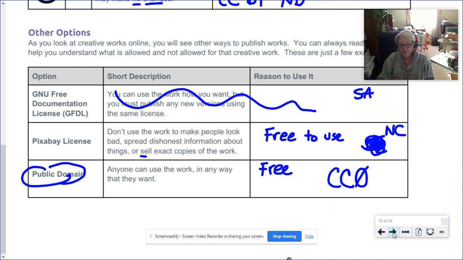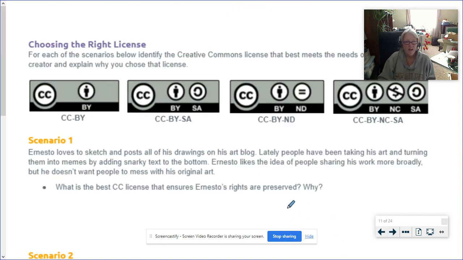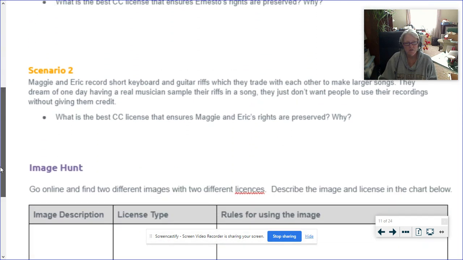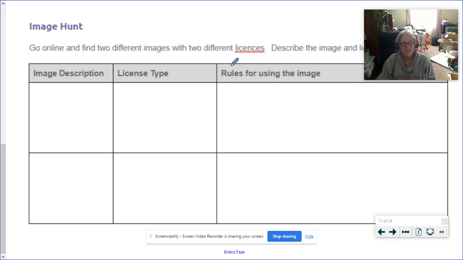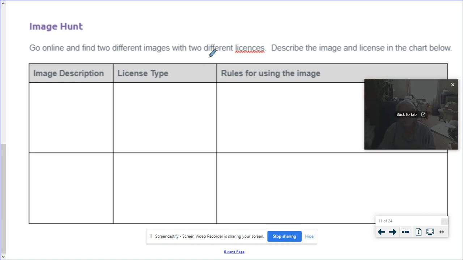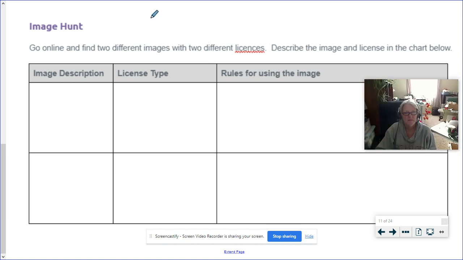All right, flip your paper over. Now, they've got some different combos. There'll be some scenarios for you to work through. But when you go on this image hunt, I want you to remember a couple of things. I'll demo it once.